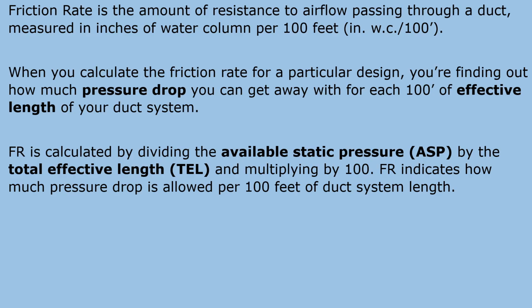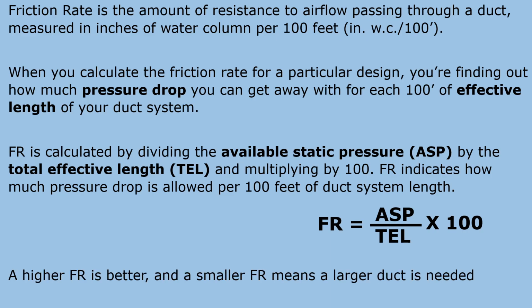Friction rate is calculated by dividing the available static pressure by the total effective length and multiplying by 100. Friction rate indicates how much pressure drop is allowed per 100 feet of duct length. And there's the formula. A higher friction rate is better, and a smaller friction rate means a larger duct is needed. If you take your duct calculator and size for like 800 CFM at 0.10 and then do it at 0.06, you'll see why people like that number 0.10 better.